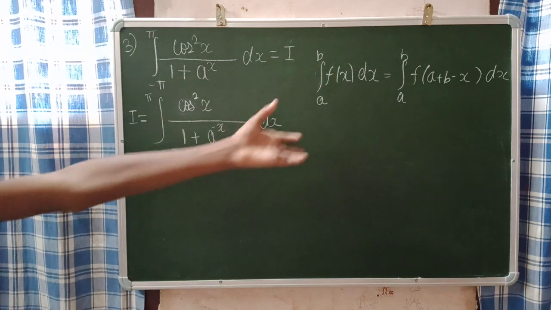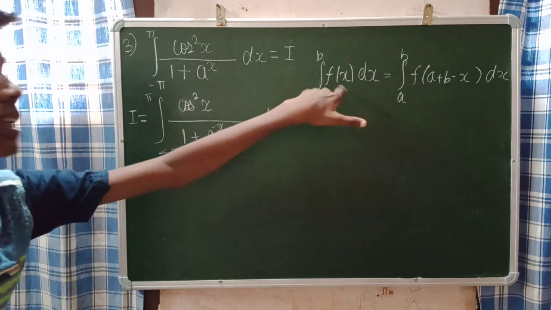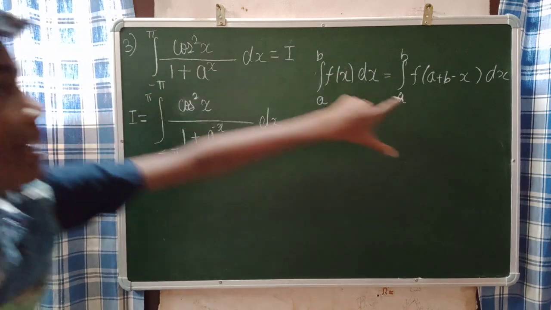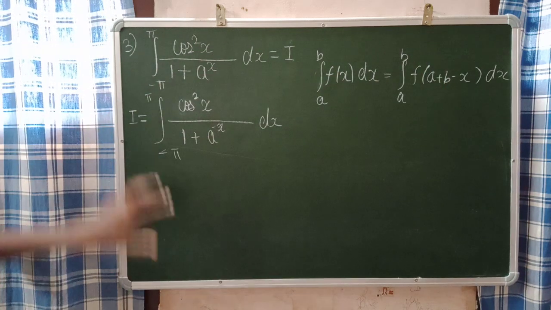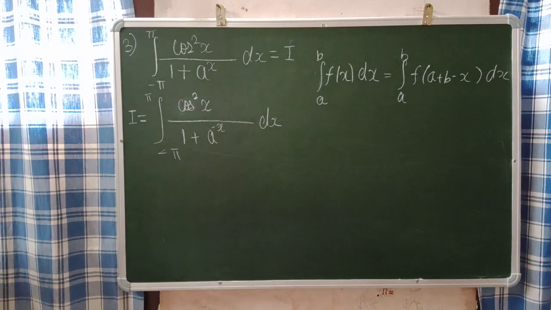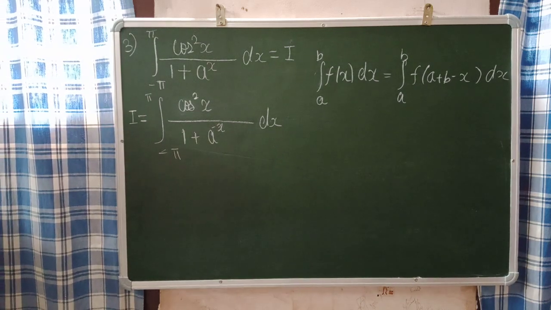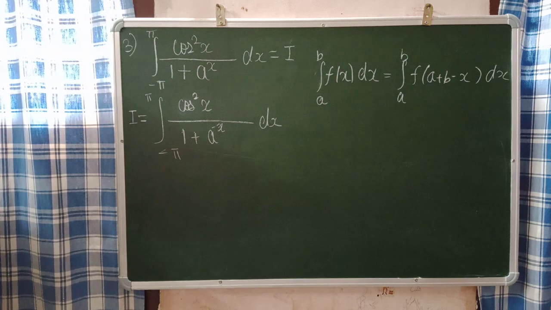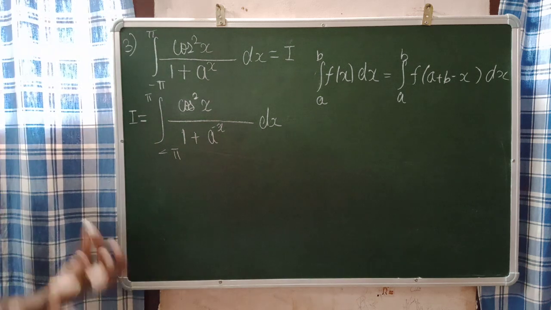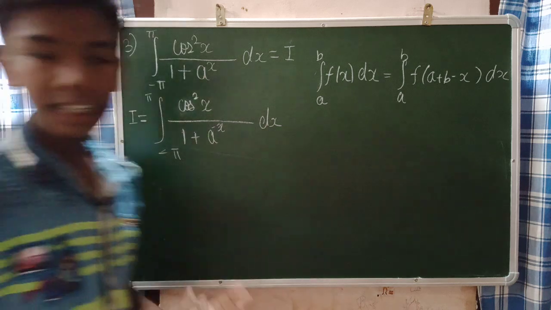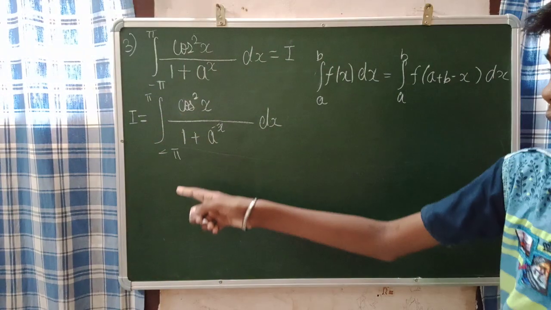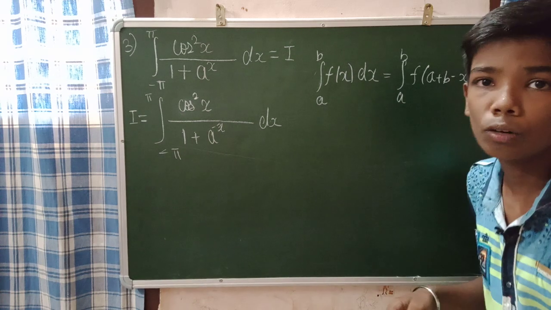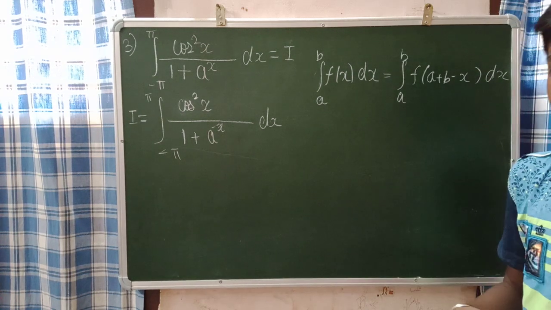The integral of f of x dx from a to b and the integral of f of a plus b minus x dx are the same, both equal to I. Now listen carefully guys, why are we using King's rule? The reason is to make your integral easier. Even though I use King's rule, the integral still looks complicated. Now it's not very easy, it's very complicated.